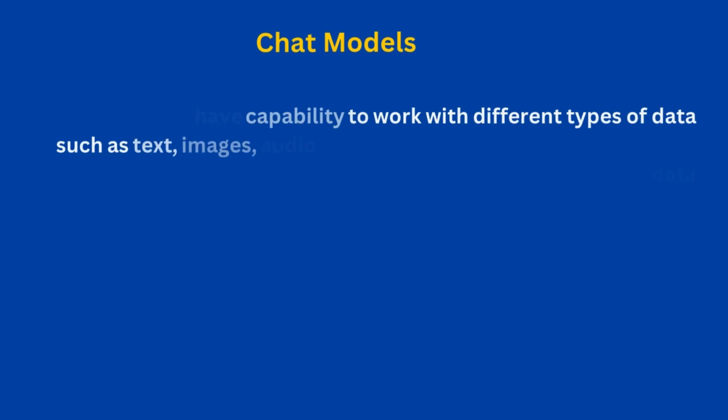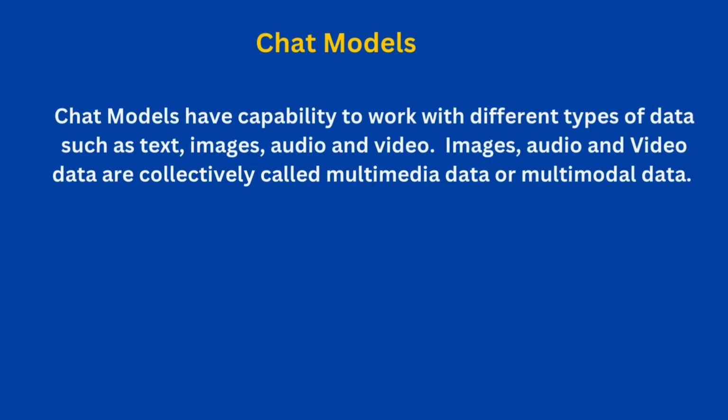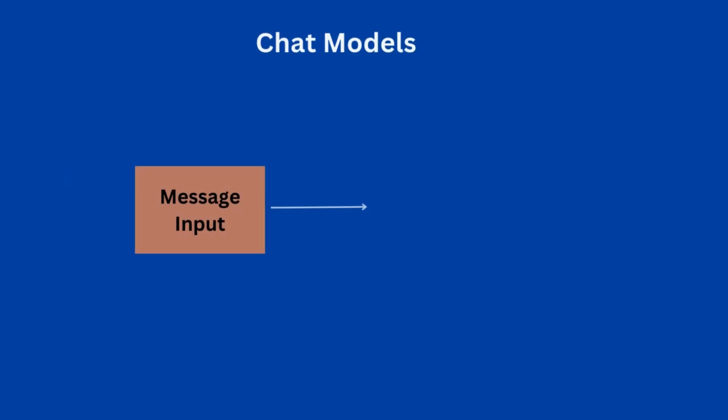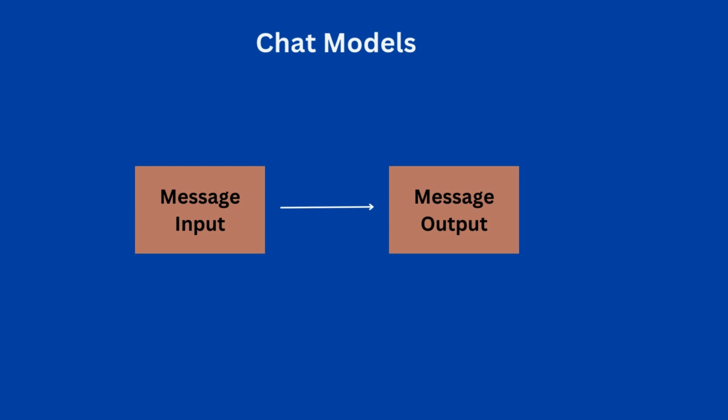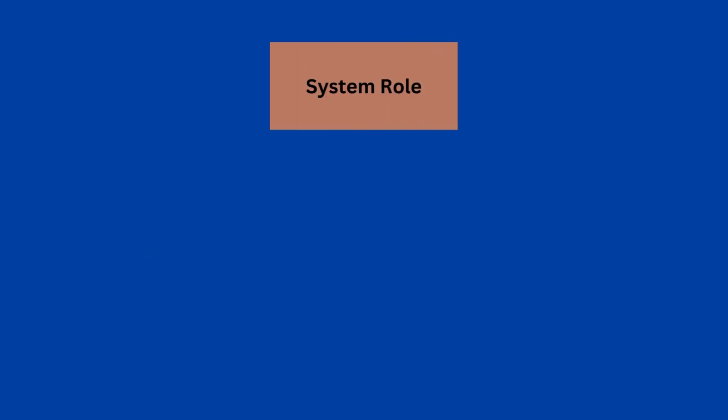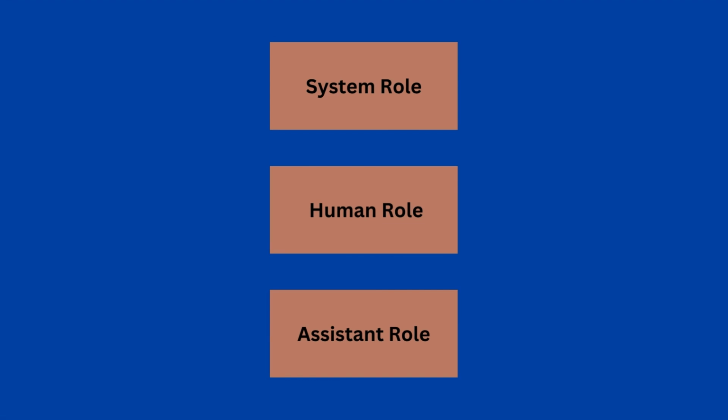The first concept we are going to be discussing is the chat model. Chat models have the ability to work with different types of data, ranging from text to images, audio, or video, which is usually classified as multimodal data. The chat model also operates in a way whereby it takes messages as inputs and returns messages as outputs. When we talk about this, we mean messages are usually associated with a role. We always have the system role, the human role, and the assistant role. These are going to be discussed further.